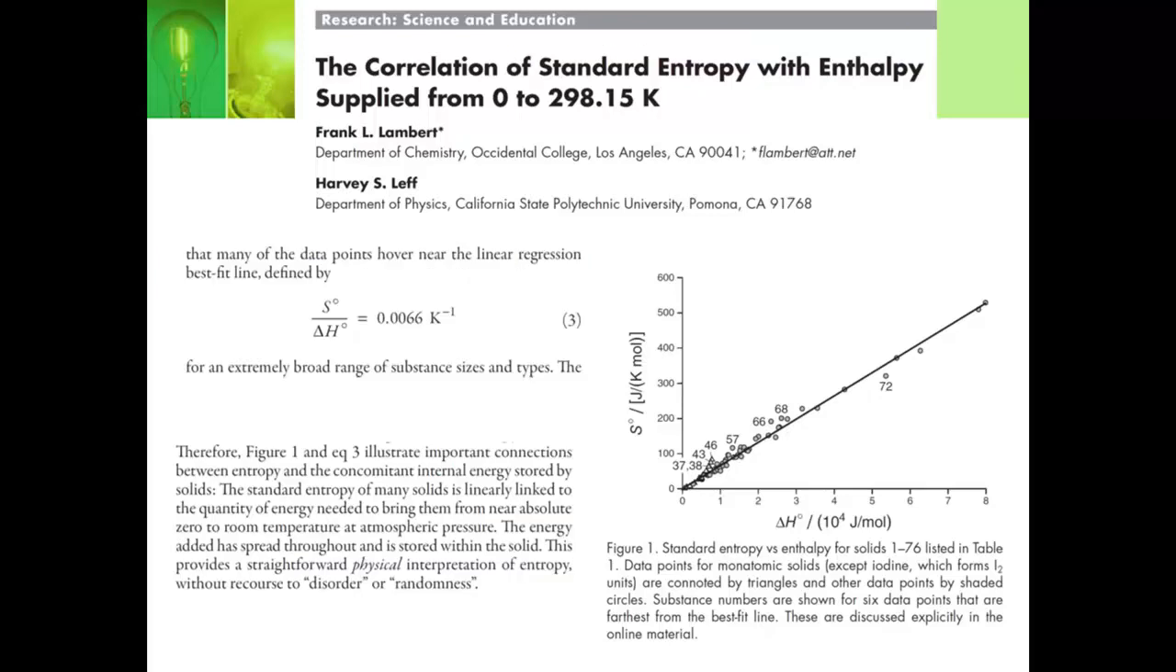There's a flat line. If you take y over x, S over delta H, you get a constant that is 0.0066 per Kelvin. There's actually a reason for that, and they go into that in the paper. If you take the thermodynamics of it and you divide those two, you get exactly that number. So if you take the equations and divide them, you see that you should get that number. And that means that entropy is closely related to the enthalpy of heating.